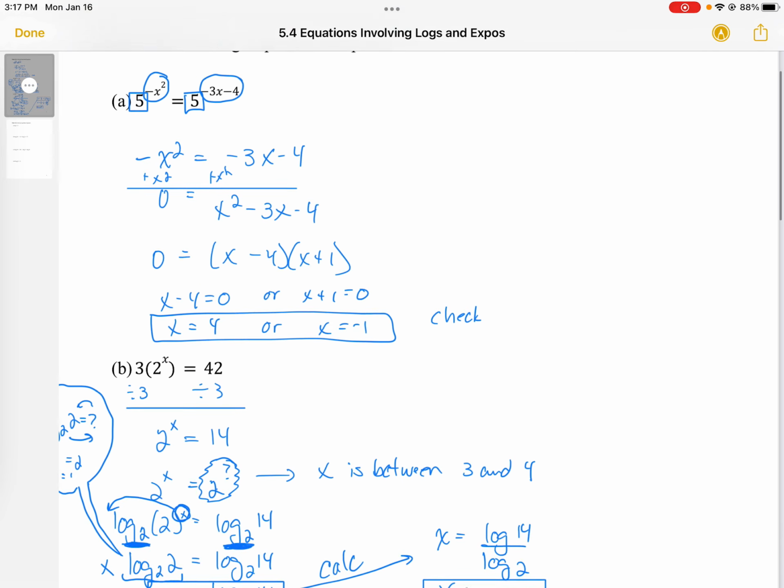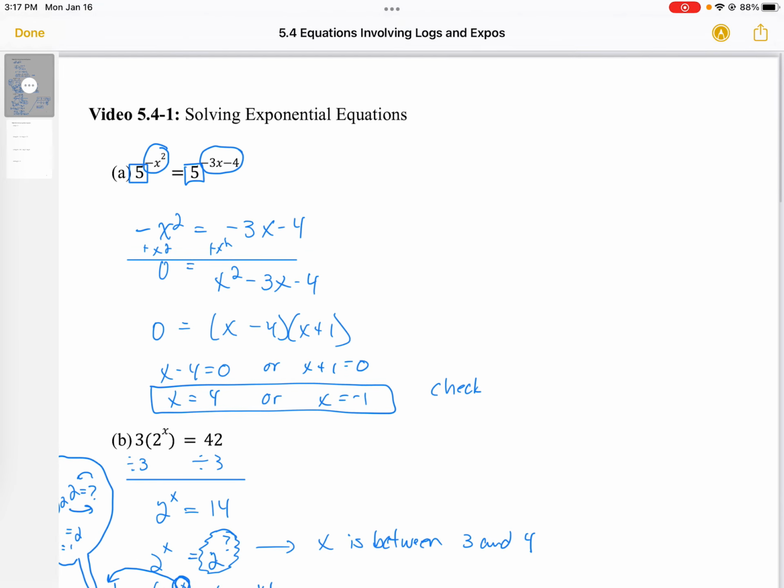Okay, so that is how you use the one-to-one property and the properties of logarithms to solve exponential equations.